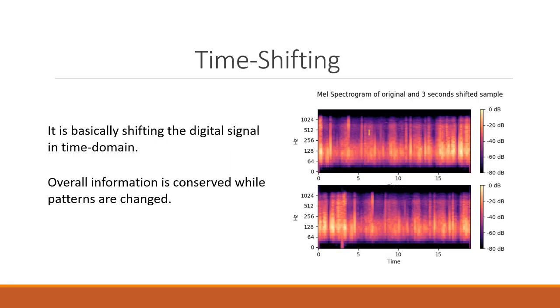Time shifting is basically shifting the digital signal in the time domain. Here is the figure of the original and time-shifted samples. The upper side belongs to the original sample and the lower side belongs to the shifted sample. As you can see from the shifted sample, there is noise below 64 Hz. With time shifting, overall information is conserved, but the patterns are changed. Thus, the deep learning model will extract new features.